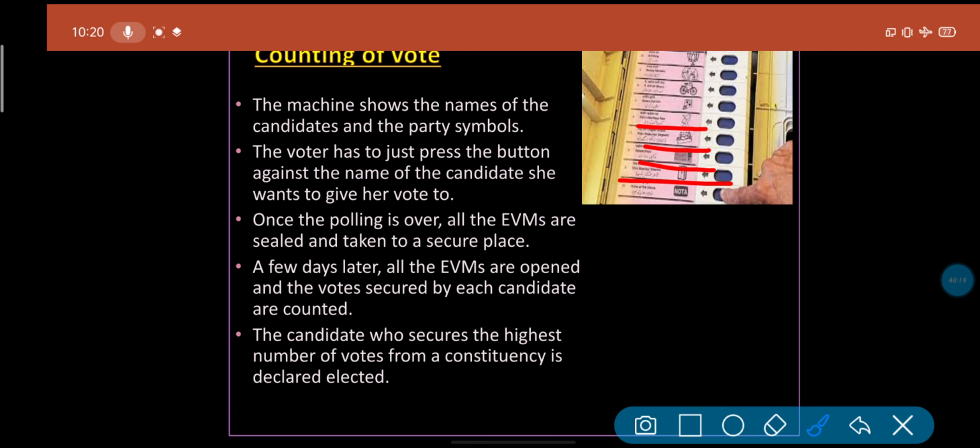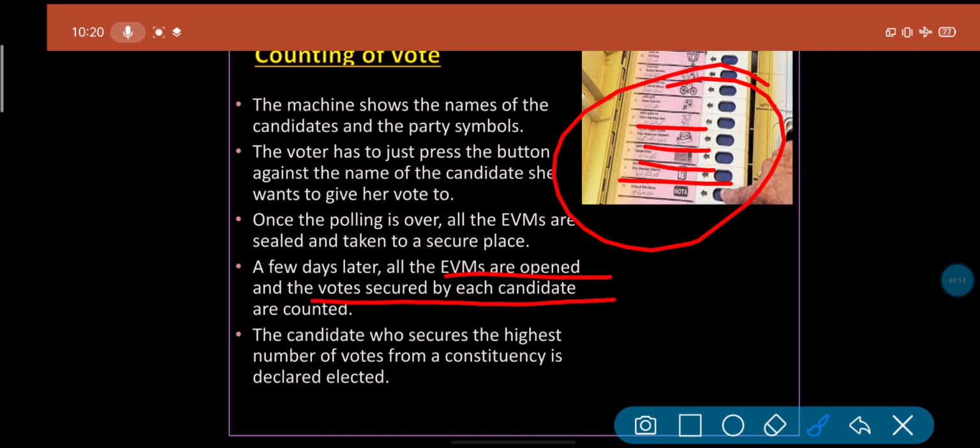Once the polling is over and all the votes of that constituency are recorded, all the EVM machines are sealed and taken to a secure place. A few days later, on the counting day, when the result is declared, all the EVM machines are opened again, and the votes secured by each candidate are counted by the presiding officers, who have the duty of counting the votes.